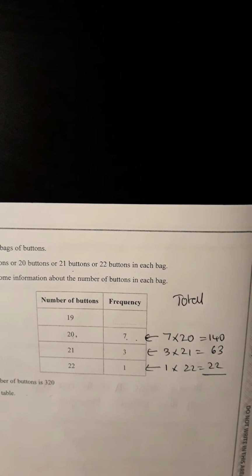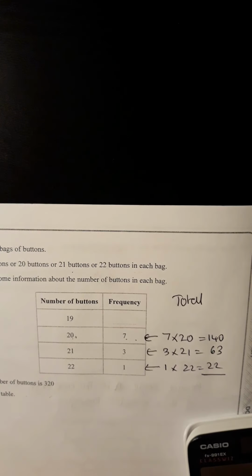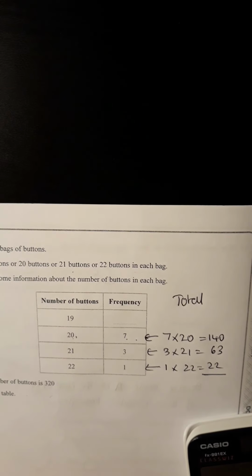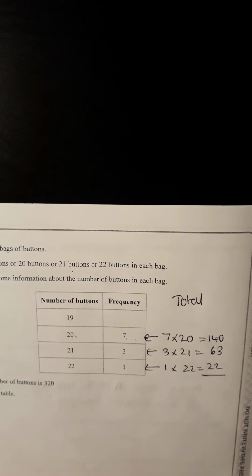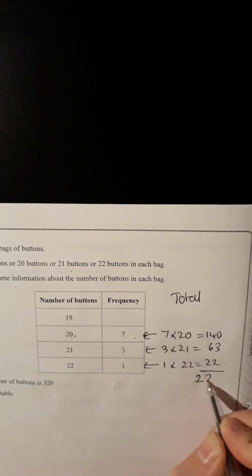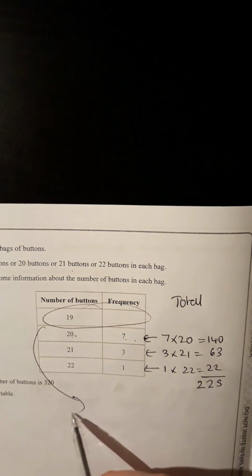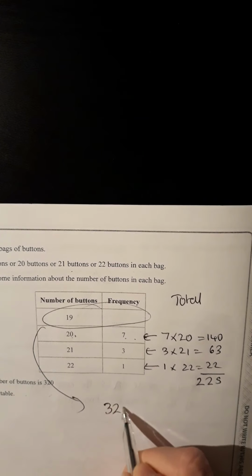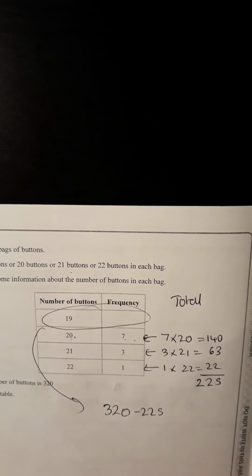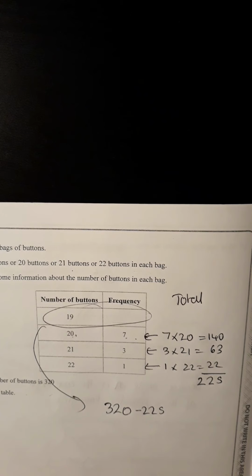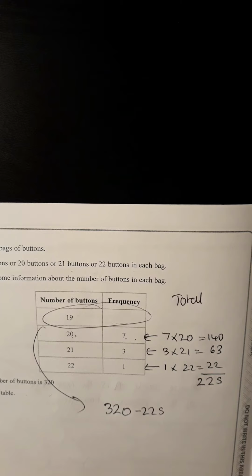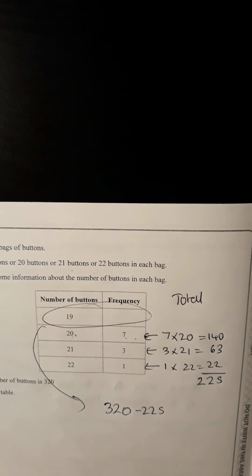Okay, so I'm going to check this with my calculator. I'm not going to take any chances. 140 plus 63 plus 22. Even if you think it's dead simple and you've got an idea, there's nothing wrong with checking it with the calculator. That gives me 225 buttons. So this last one here must be 320 minus 225. That must be what we actually end up with there in terms of a total. 320 minus 225 gives us 95.